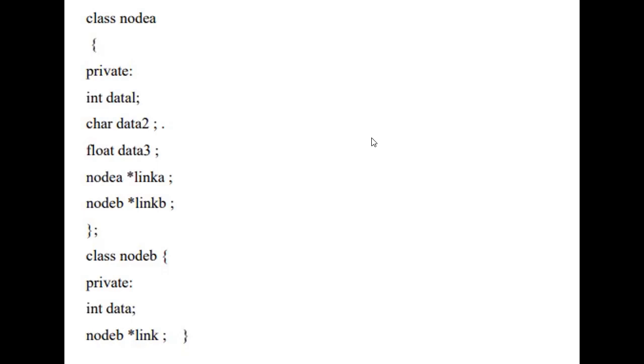So here we have declared two classes, node A and node B, and both contain some data variables and some pointers to point to the data. In class A we have three data items and two link parts. In the second one we have only one data item, and we link it using the link part.